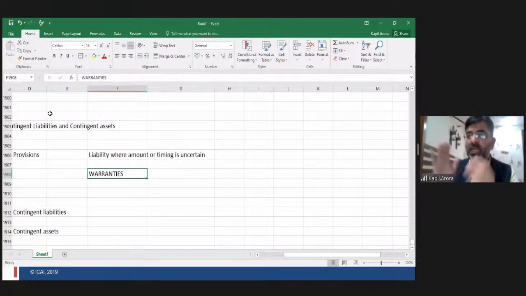Okay. So we are closing our session here. We will continue from here the basic concept of warranty, the basic concept of provision, and we'll carry on.